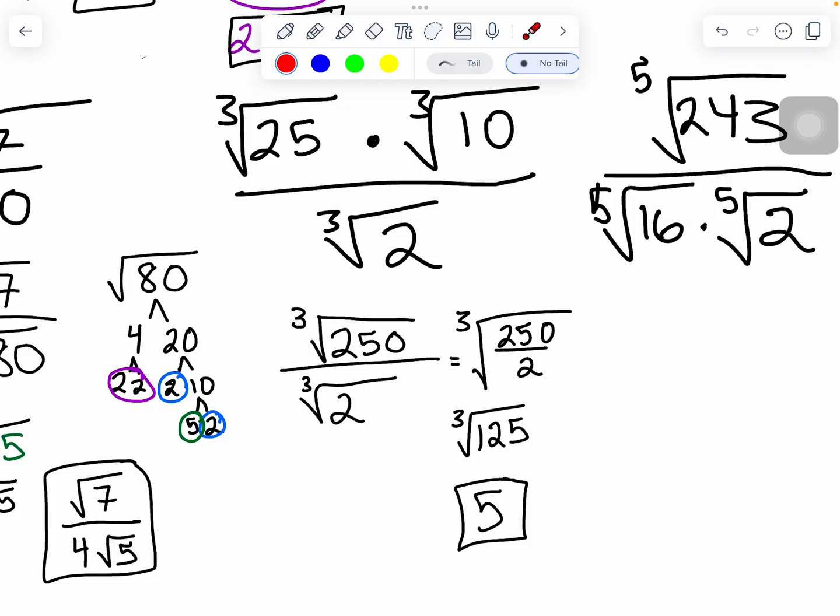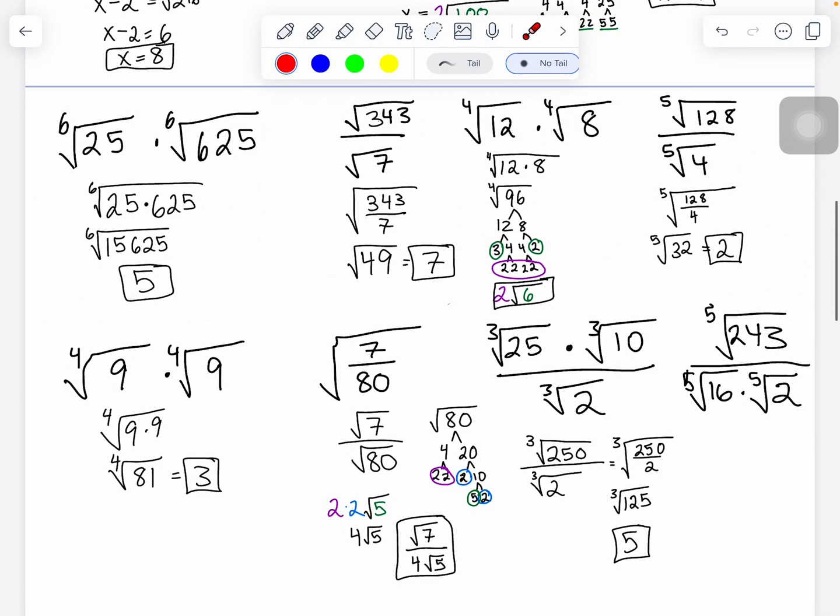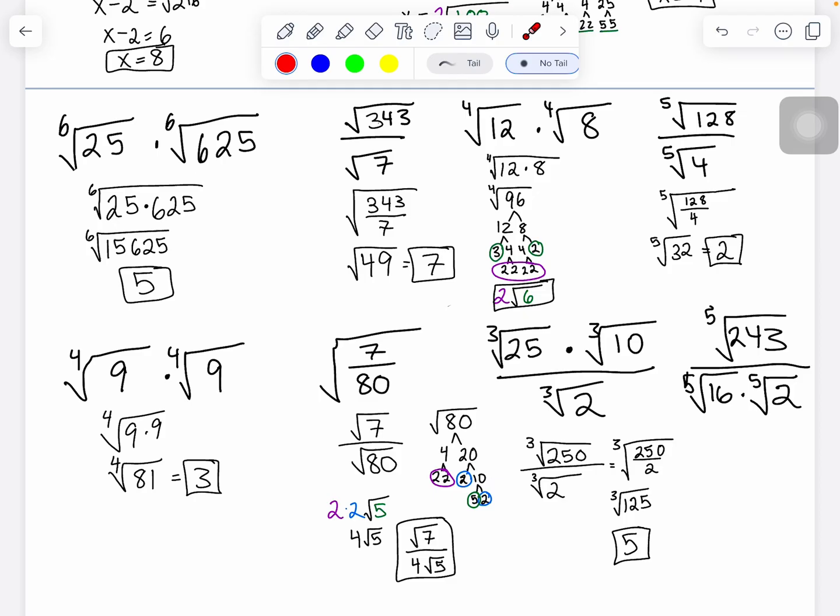So again, with multiplication and division of roots, you just have to make sure that your roots are the same type. If they aren't the same type, we'll deal with it later. But if they are the same type, just put it under one root. And if you get a big number or just a number in general, plug it into your calculator, see if you get a nice number. If you do not, break it down like we've talked about and go from there.